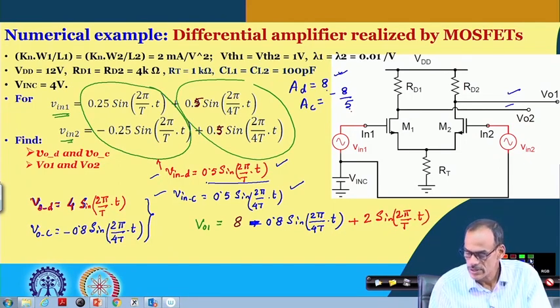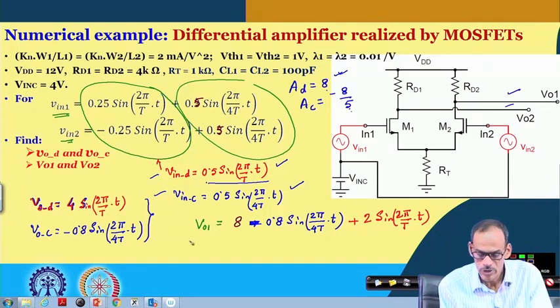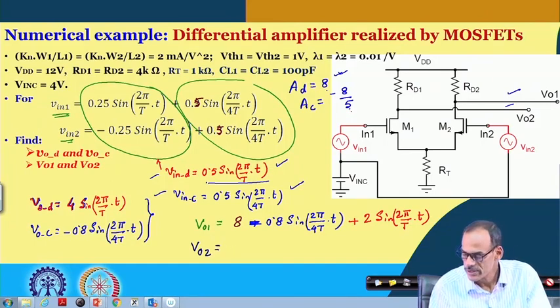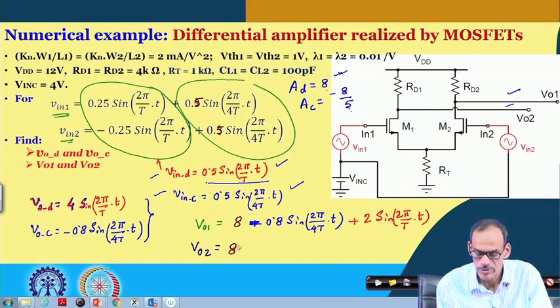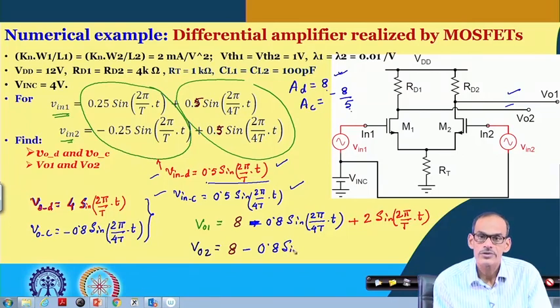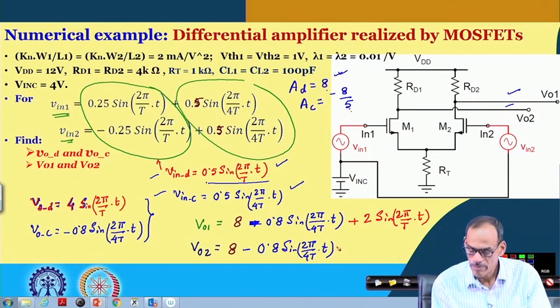So, likewise the other output VO2 has a DC part of 8 volt, and then it has the common mode part of 0.8 sin 2 pi by 4 capital T into small t, and then minus 2 sin 2 pi by capital T into small t.